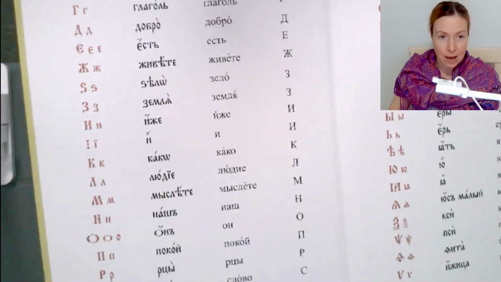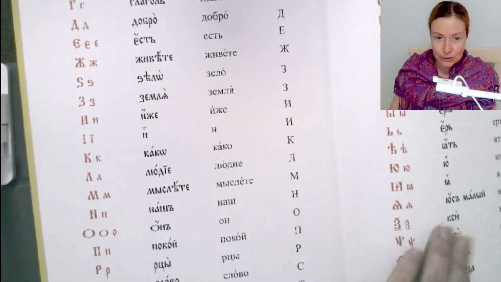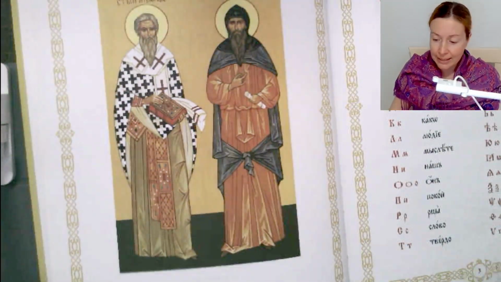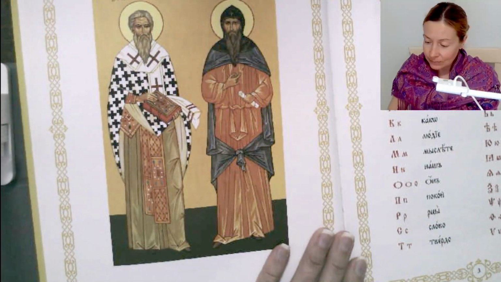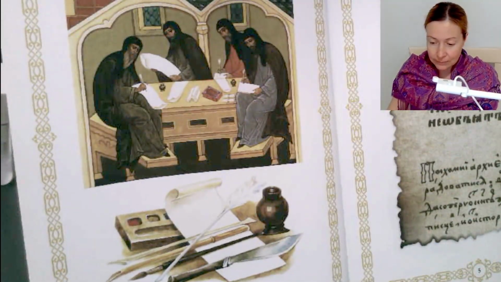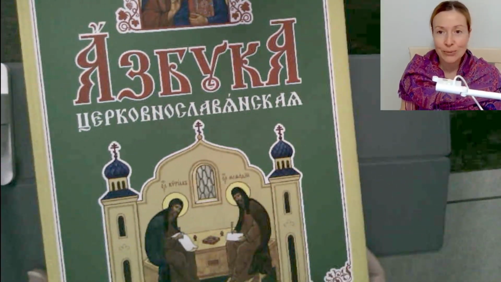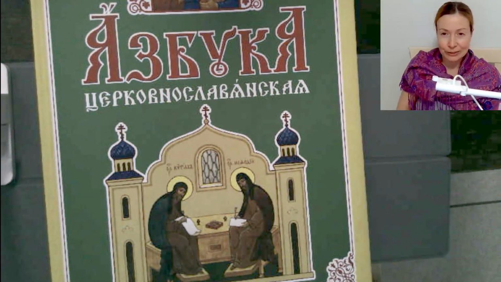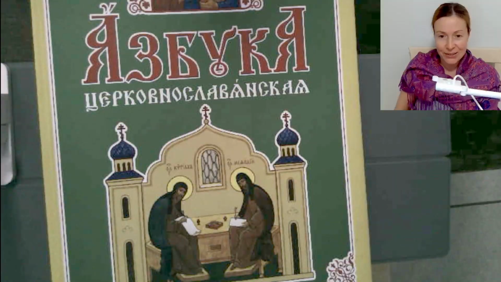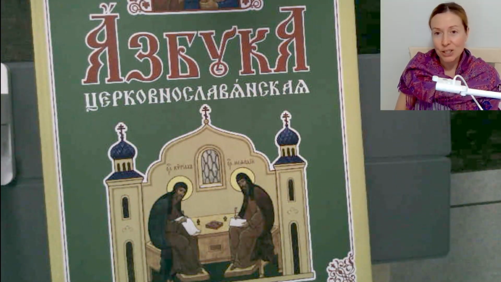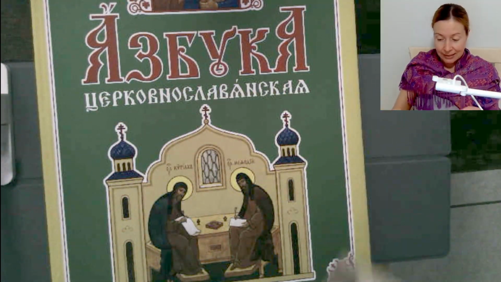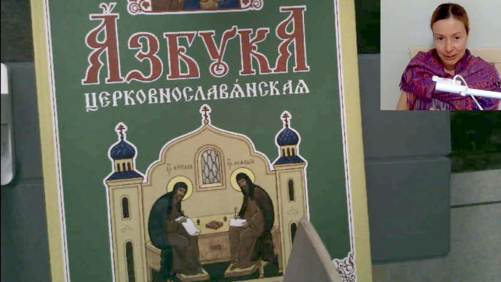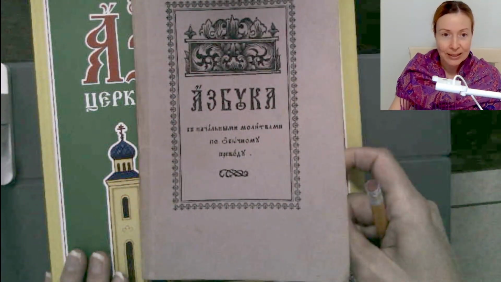So now I want to go over it again. And I think I'm going to use a different book. You know why? So that you don't get used to one book. Because if you just learn from one source and then you see the same thing in a different source, you'll be like, ah, what is that? So I'm going to use a different book, and this is also Azbuka.